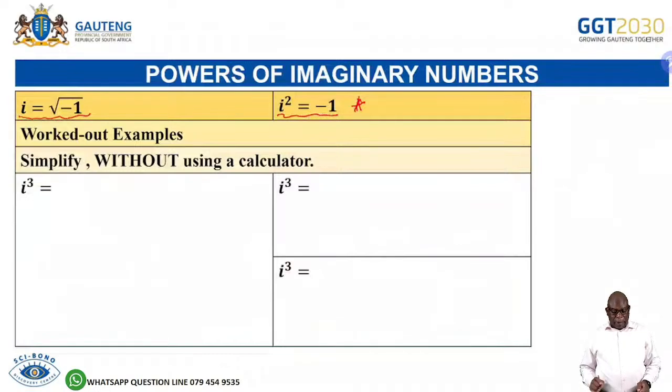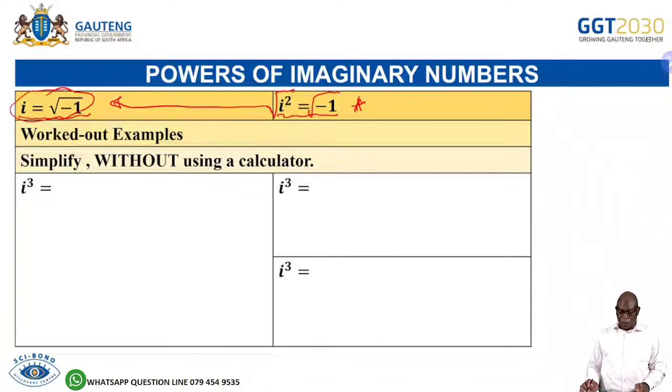Now, i cubed, because I just know that i squared is negative 1. Remember this one here, that property comes from there. Because if I take the square root of that, and then I take the square root of that, I get the square root of negative 1, which is equal to i. So the one that we're going to use for now is this one.